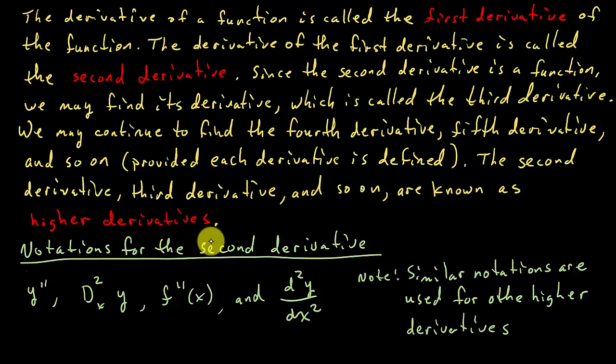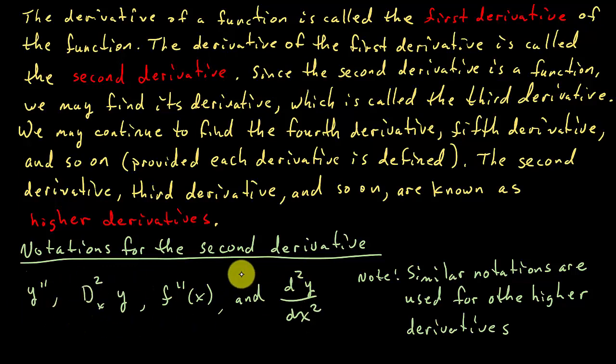And here are some notations. These examples here are notations for the second derivative. You've got y double prime. Here you've got the derivative of y, the second derivative of y with respect to x, f double prime of x, and the second derivative of y with respect to x. They all mean the same thing.